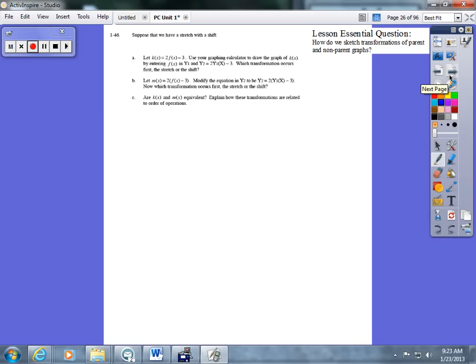Suppose that we have a stretch with a shift, okay? So which one's going to come first? That's an order of operations deal, okay? So we're going to refer to Please Excuse My Dear Aunt Sally for that. And what comes first, multiplication or subtraction? Well, multiplication comes first, subtraction comes second. So you always stretch your graph before you shift it, okay?